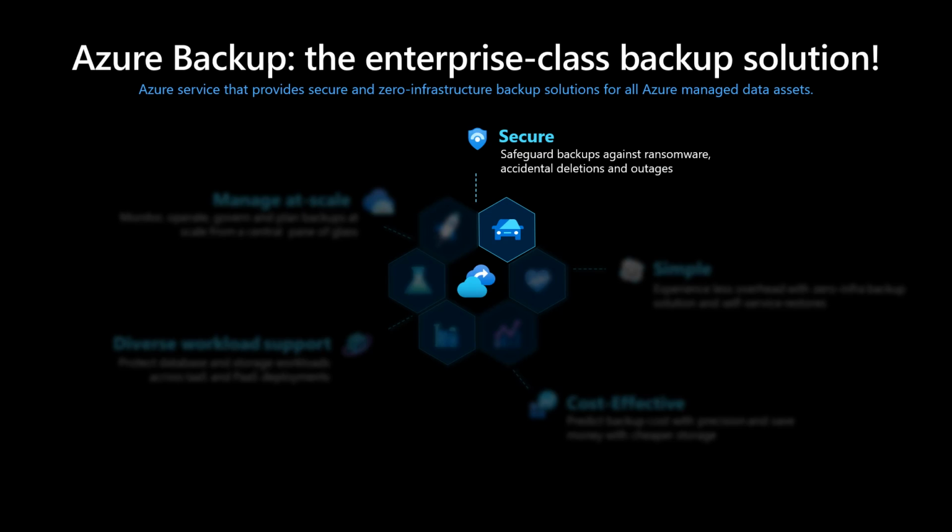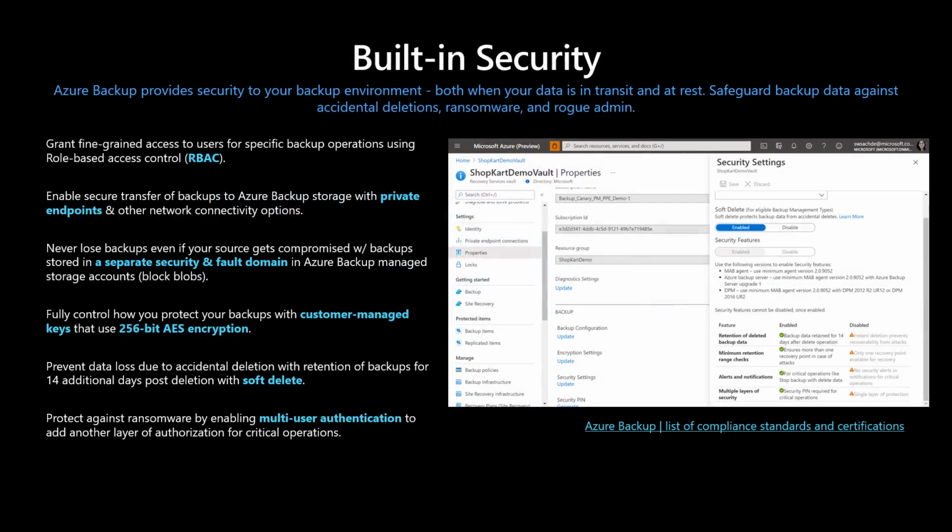Let's take a look at some of the security capabilities of Azure Backup. Azure Backup provides built-in security, both to your data in transit and at rest. It lets you safeguard backup data against accidental deletions, ransomware, and rogue admins. You can use RBAC to grant fine-grained access to users for specific backup operations. You can use private endpoints to enable secure transfer of backups to backup storage. And never lose backups even if your source gets compromised, with backups stored in separate security and fault domains in Azure Backup managed storage accounts.